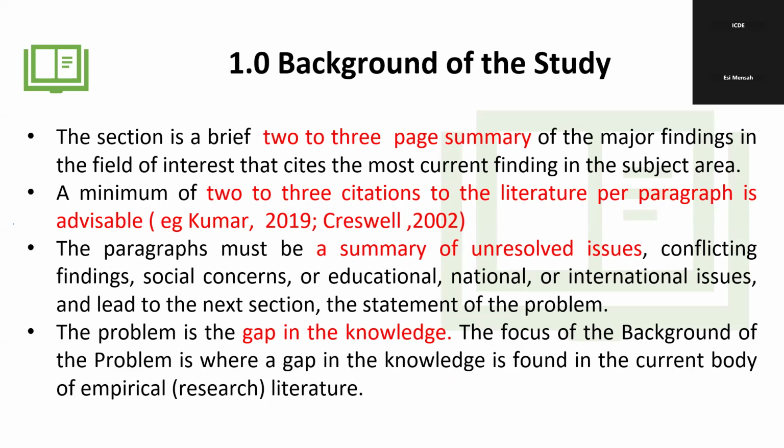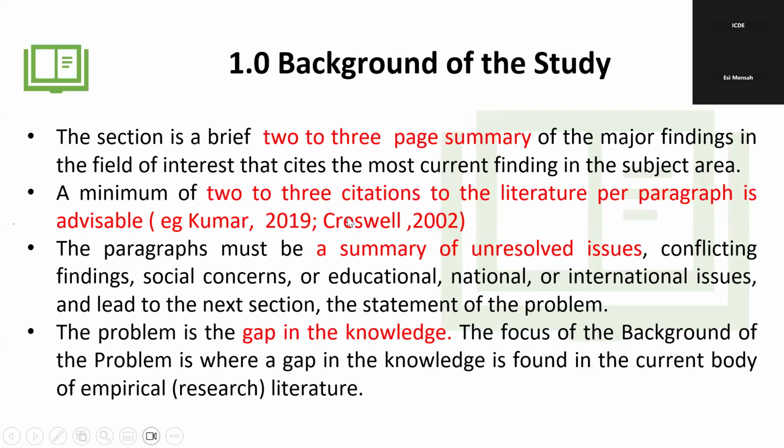So for each paragraph, we want to see at least 2 to 3 citations. Examples of in-text citations are shown on the slide. For example, Kuma 2019, Presswell 2002. That is what we mean by citations. We don't want just descriptions, but we want a critical look at the issue. So tell us, what are the unresolved issues within the topic?